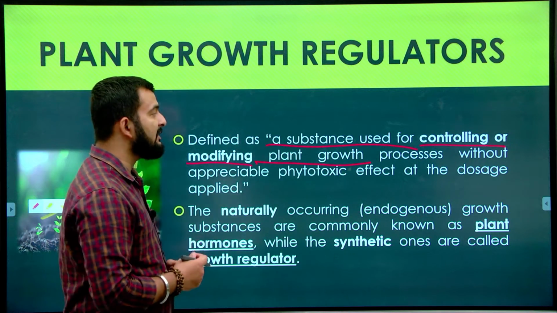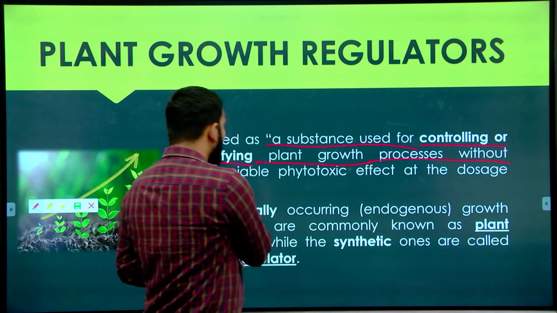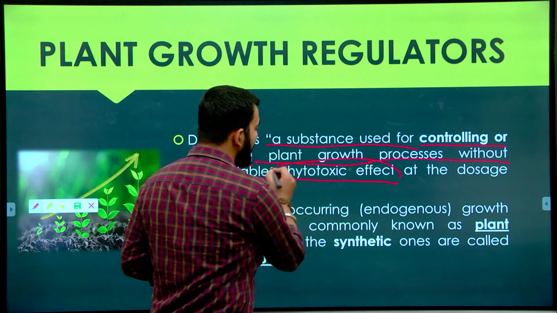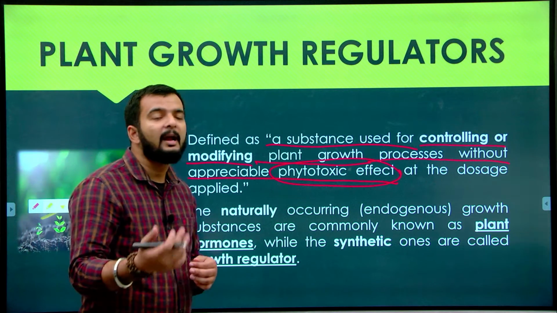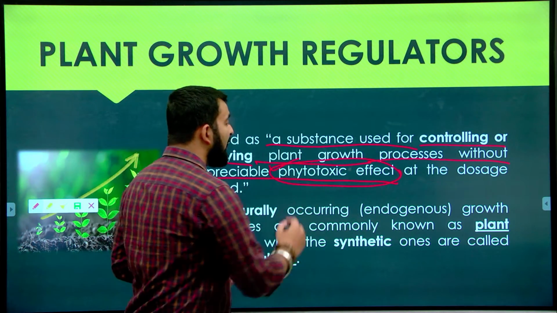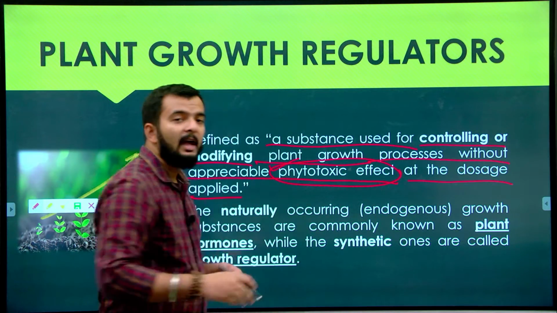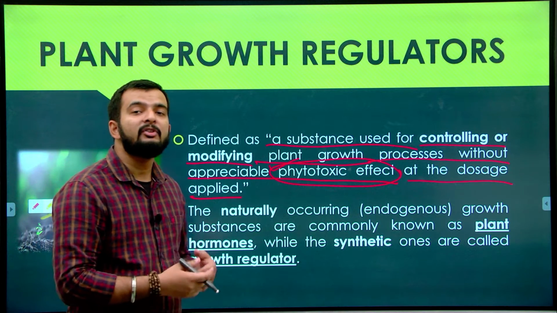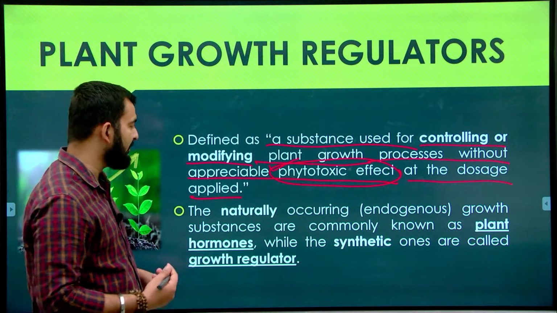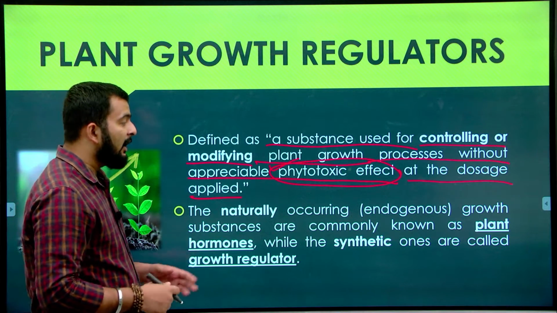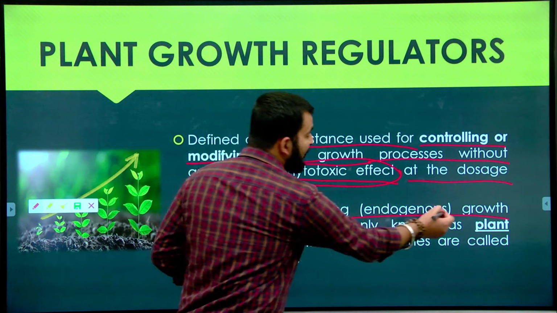So these are the substances used for controlling and modifying plant growth processes without appreciable phytotoxic effect, that is, it should not exert any toxic effect on the growth or the health of the plant. Okay, that is, at the dosage level, in the amounts in which it is applied to the plant, it should not exert any toxicity on the plant, right.